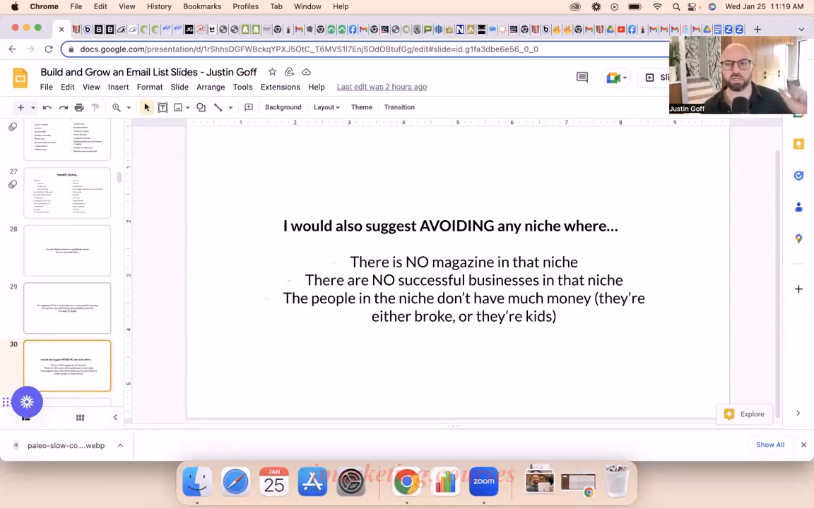I would also say avoid niches where people are just flat out broke. This happens a little bit in the credit niche, where a lot of these people just don't have access to credit and don't really have a lot of money. It can work for selling them lower ticket stuff, but if you're trying to sell them higher ticket stuff, it's pretty damn hard because they simply don't have the money.